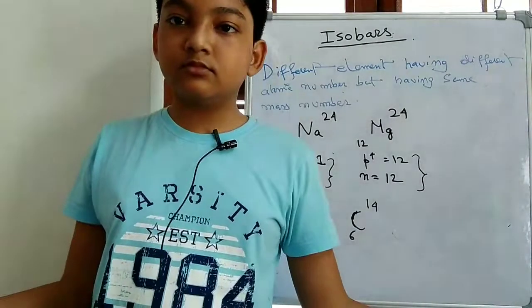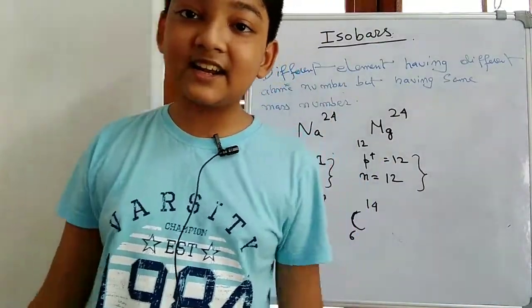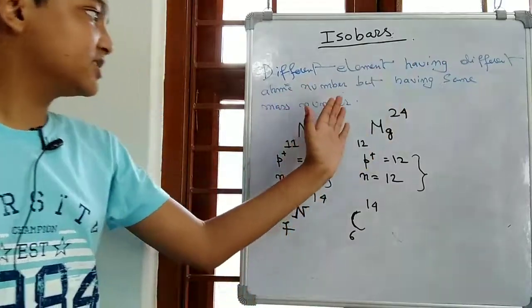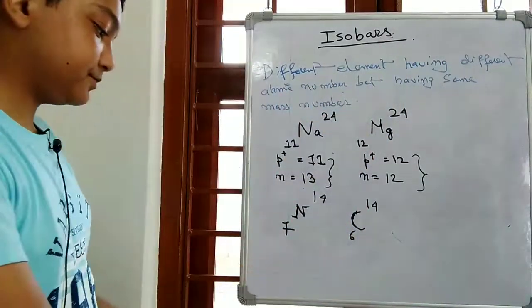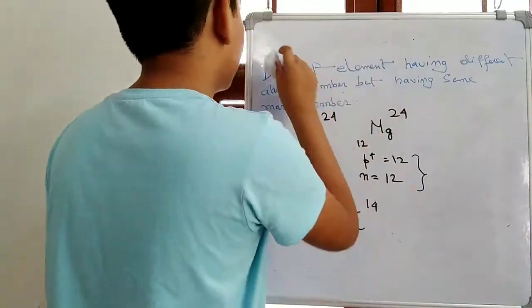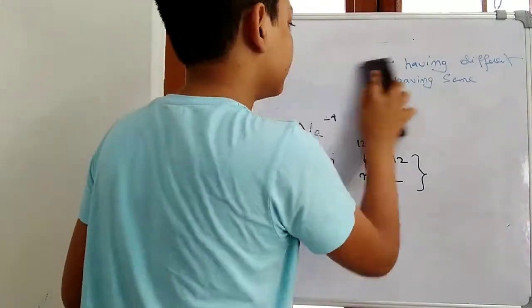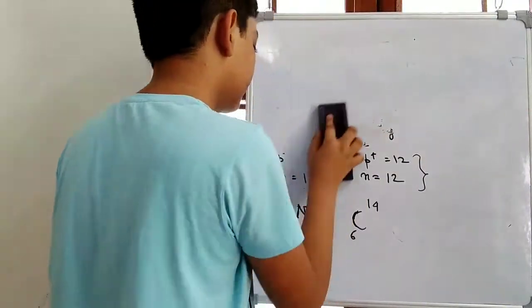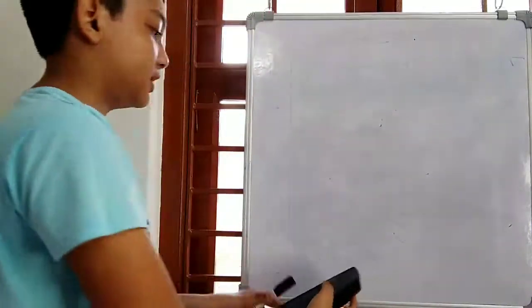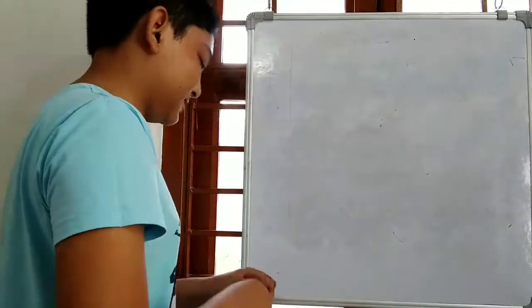So congratulations, you have also learned isobars. Let's revise again. Different elements having different atomic numbers but the same mass number are isobars. So let's move on. Let us see this. Okay, so it's becoming more dirty. I know, but what to do?